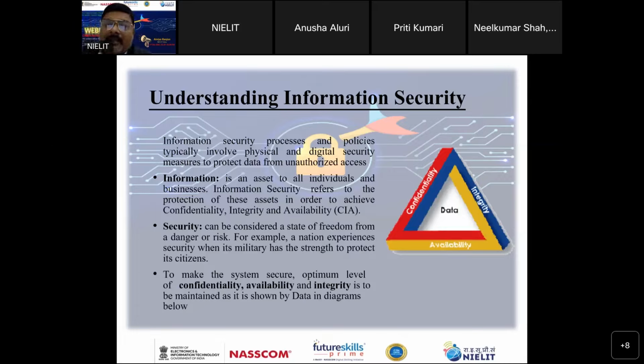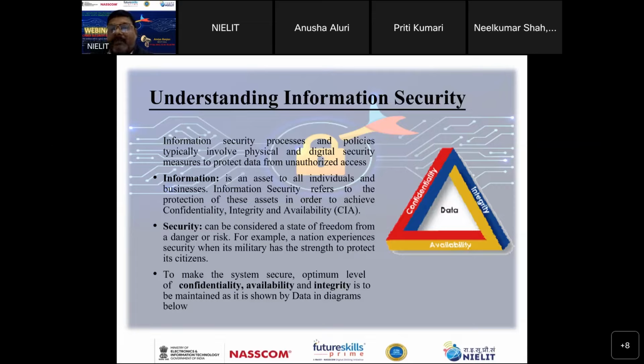So the main components of information security are confidentiality, availability, and integrity. So first we will come to know what information is. In layman's language, information is anything or processed data. Information is an asset to all individuals and businesses. Information security refers to the protection of the asset in order to achieve confidentiality, integrity, and availability, which is known as CIA.